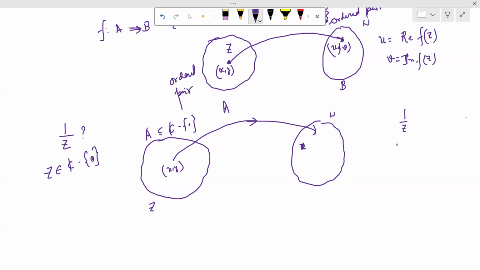And what is 1 over Z, by the way? 1 over Z is Z bar divided by mod Z whole square. And what is Z bar? Z bar is X minus iota Y, divided by X square plus Y square. So basically it will get mapped to X upon X square plus Y square, comma, minus Y upon X square plus Y square. So if this is X comma Y, under the transformation Fz equals 1 over Z, this point X comma Y will get mapped to X upon X square plus Y square, comma, minus Y upon X square plus Y square. So again, you can visualize an ordered pair getting mapped to an ordered pair. Is that fine till now?